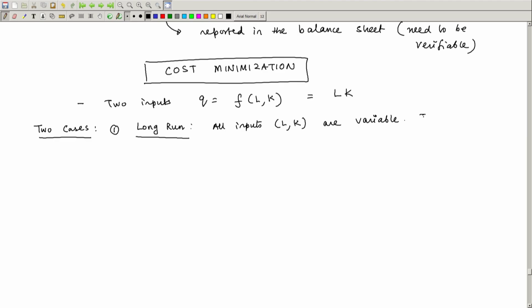So in the long run, the firm can add more workers, and also build a new factory, if I am thinking of capital as the plant, right.